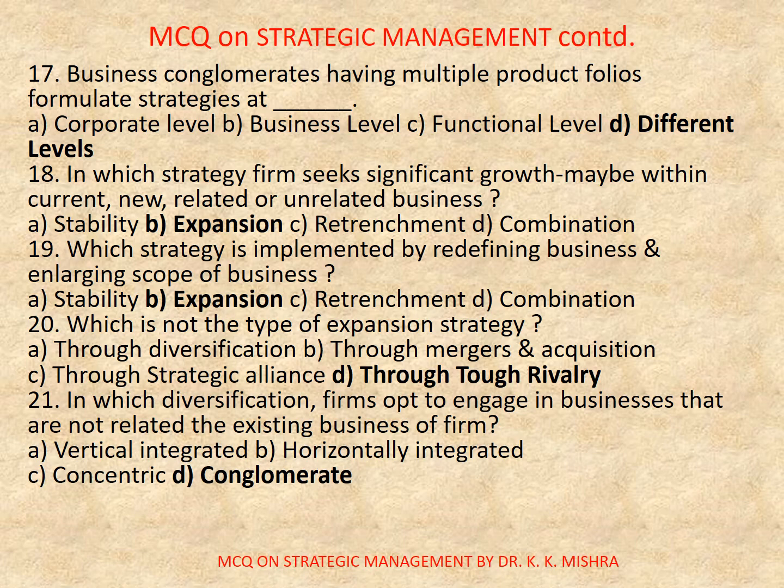19. Which strategy is implemented by redefining business and enlarging scope of business? A. Stability. B. Expansion. C. Retrenchment. D. Combination. Correct option is B. Expansion.